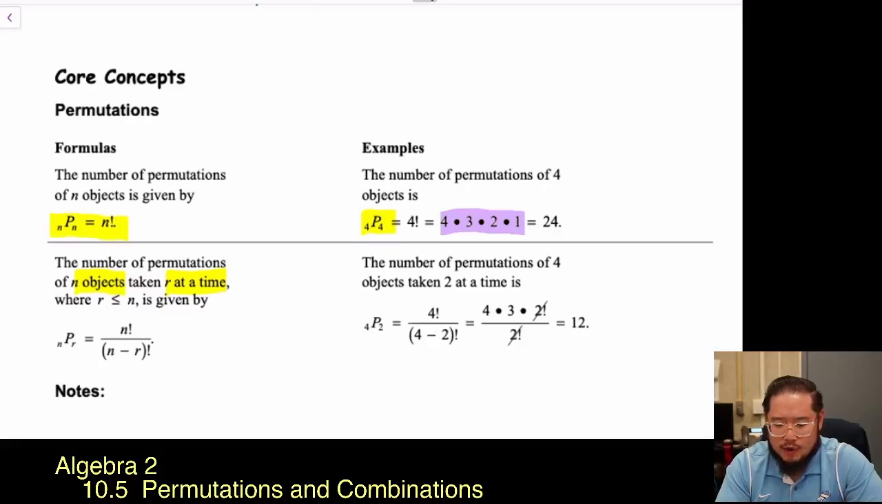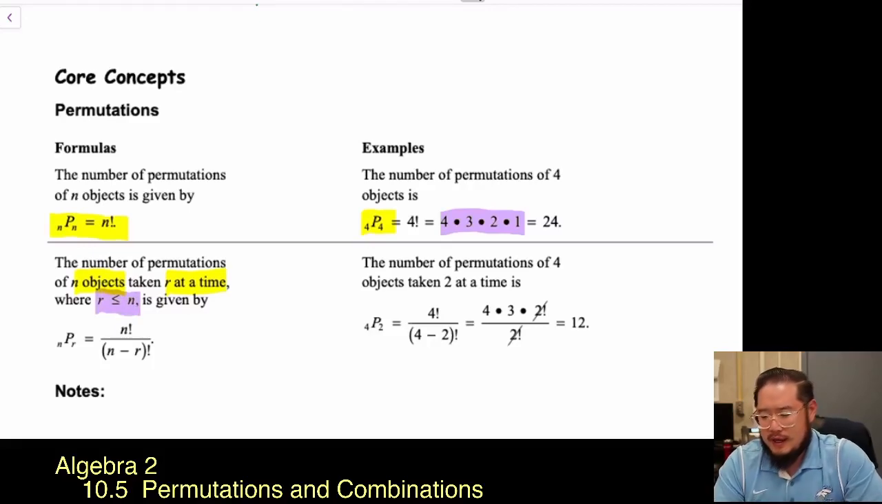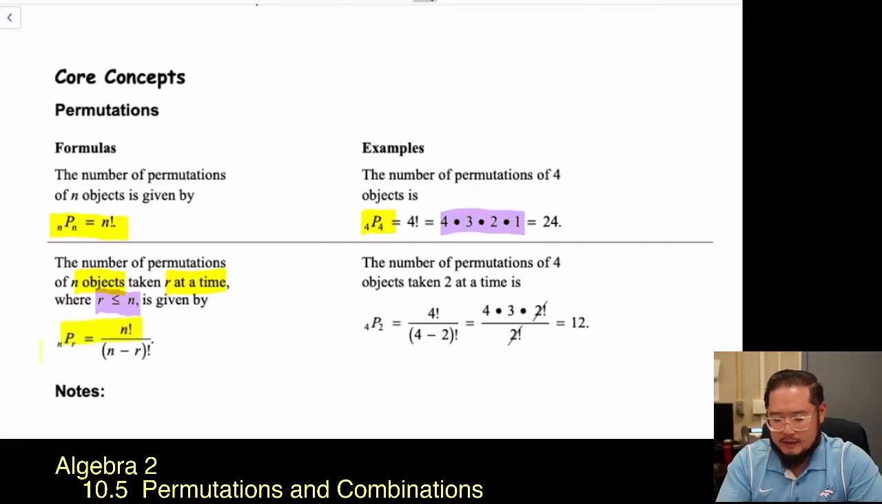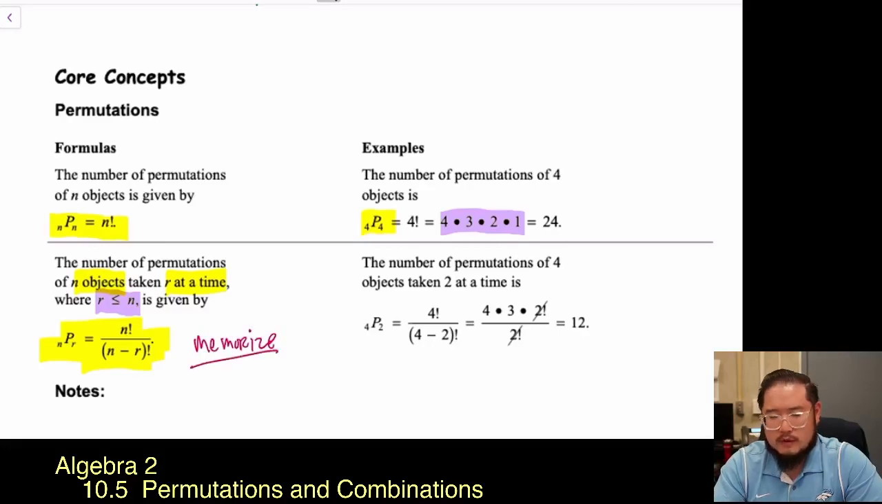And it's important that r needs to be less than or equal to n in order for you to use this equation. It's pretty simple. As long as you know where n and r are, you take this equation right here and make sure you memorize it. Use it and memorize it. There you go, just that simple.